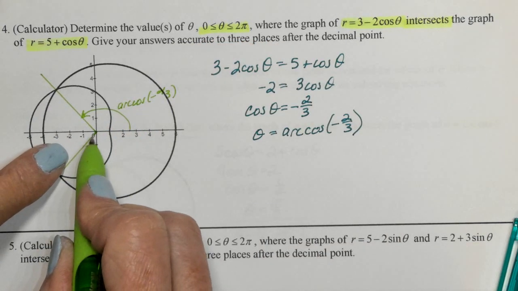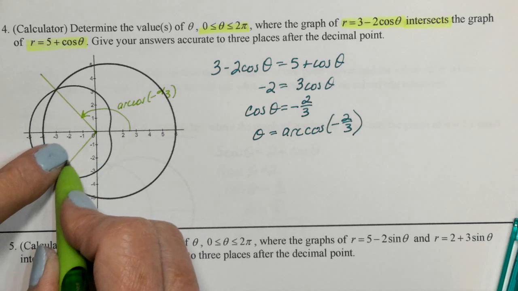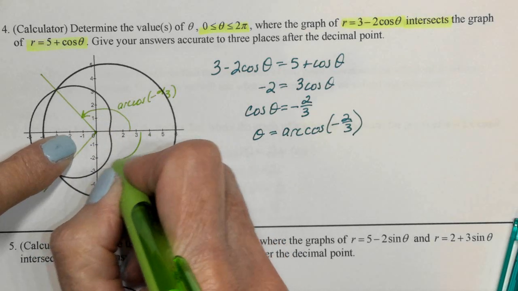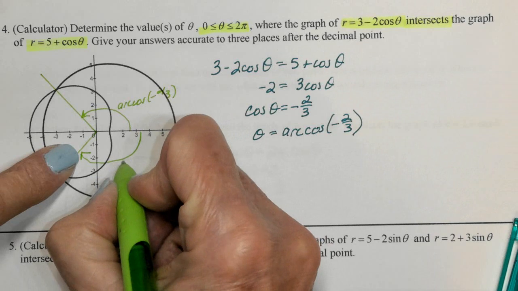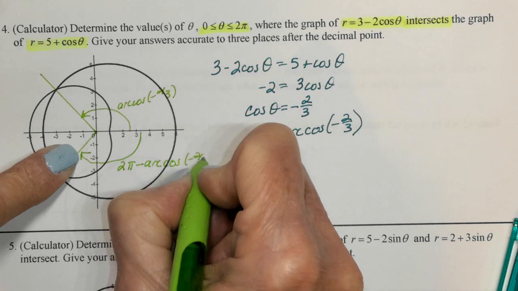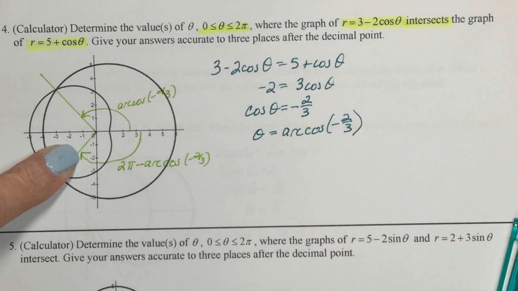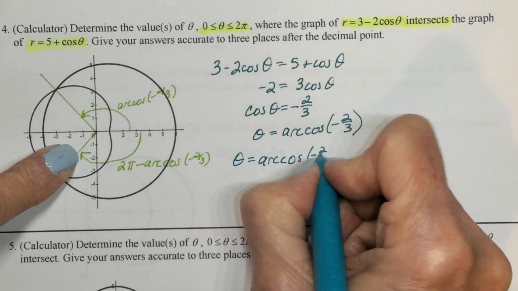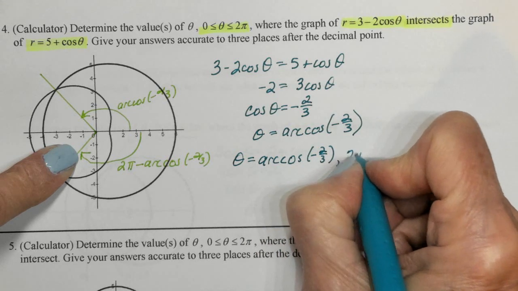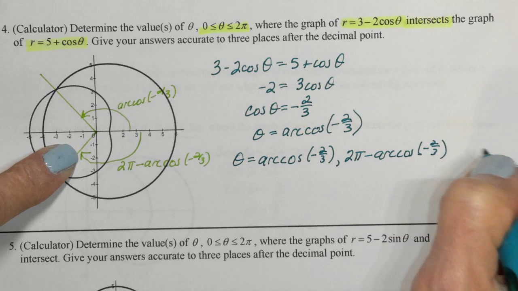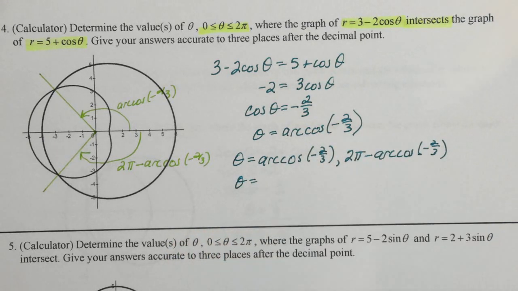So what is this angle? I'm using symmetry. If this is arc cosine of negative 2/3, then what is this? That would be 2 pi minus arc cosine of negative 2/3. That's what I mean about using symmetry. So our two theta values are arc cosine of negative 2/3 and 2 pi minus arc cosine of negative 2/3. And they tell me to get this as a decimal, so I will. Go to my calculator.